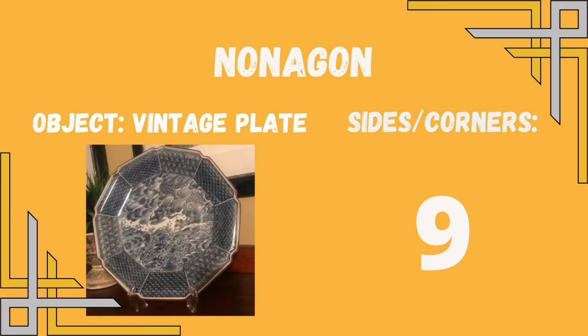Are you a fan of vintage things? Well, we have a vintage plate for you. This example belongs to the nonagon. And nonagon shapes have 9 sides or corners.